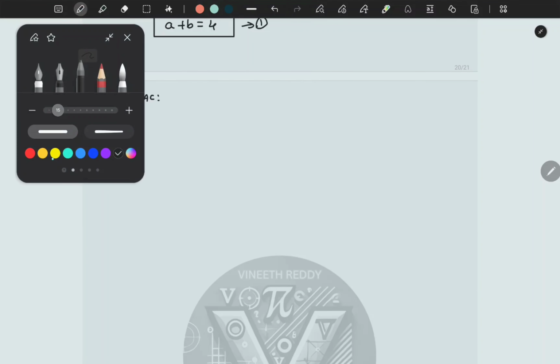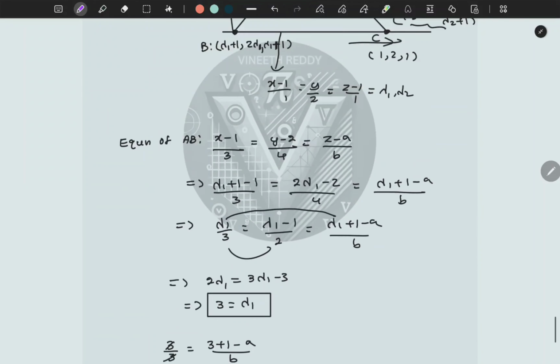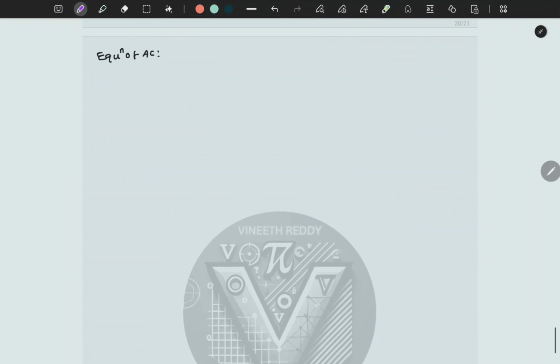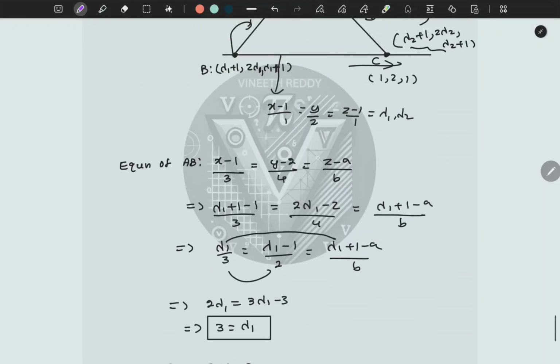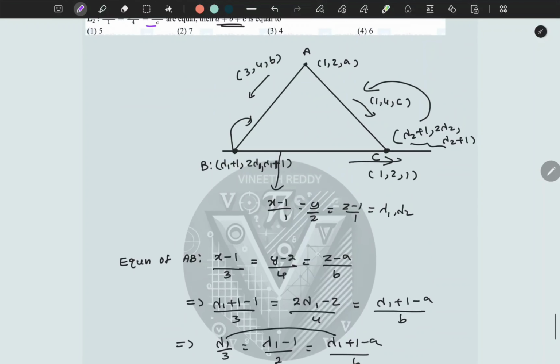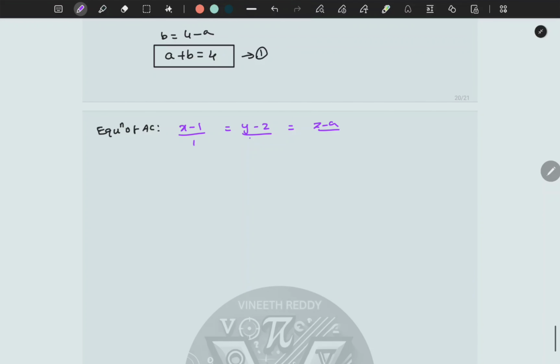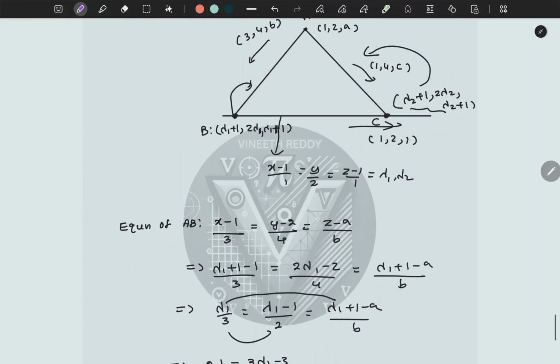Equation of AC, right? What is the equation of AC? Passing through 1 comma 2 comma a. So again same thing, x minus 1 divided by something, y minus 2 by something, z minus a by something. Correct now? Yeah, and what is the direction? Direction is 1 comma 4 comma c. So we'll write 1 4 c. Correct? Now point C lies on this line, and what is C?